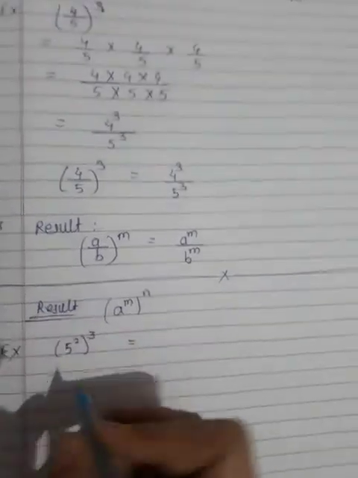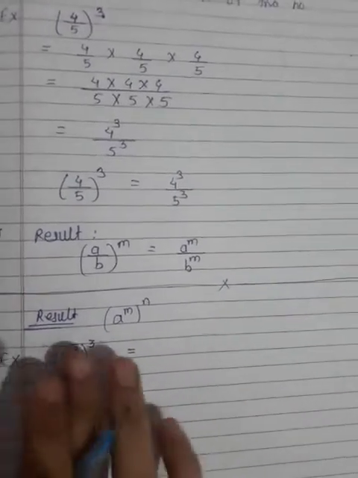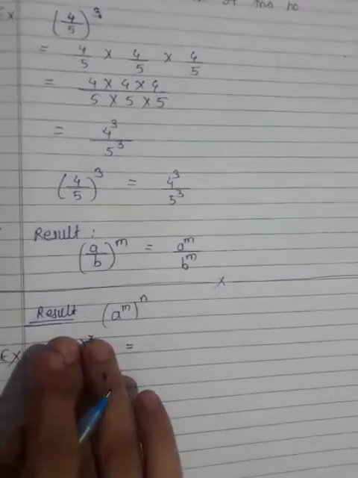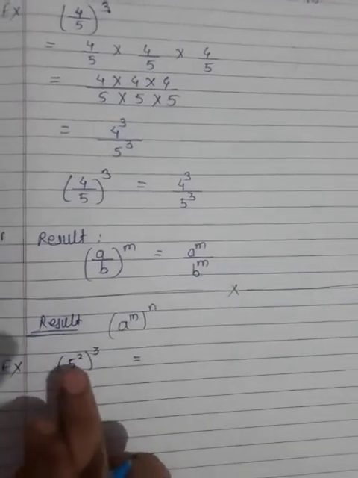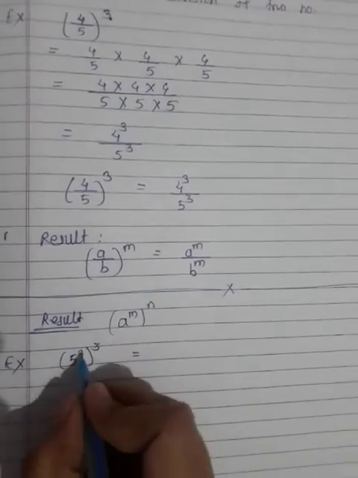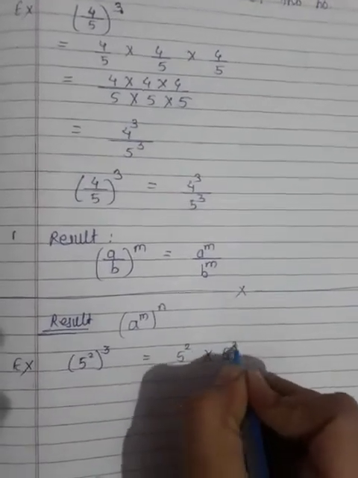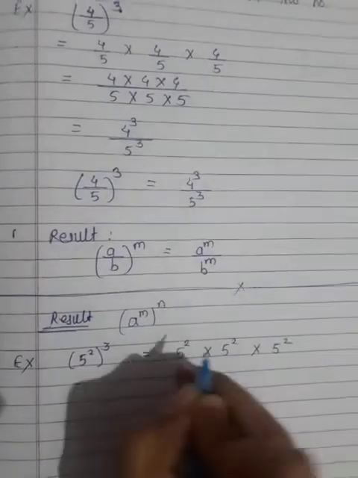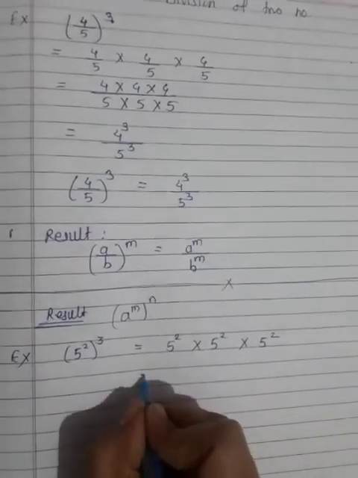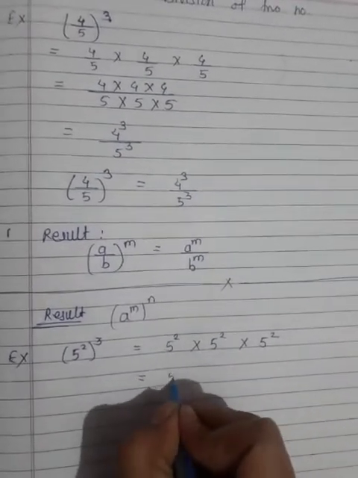We go through it by example. So 5 raised to 2 raised to 3. First of all, raised to 3 means what? Raised to 3 means multiply this number 3 times. So this number is 5 square. Multiply how many times? 3 times. 1, 2, 3. Again, we know 5 raised to 2 means what?